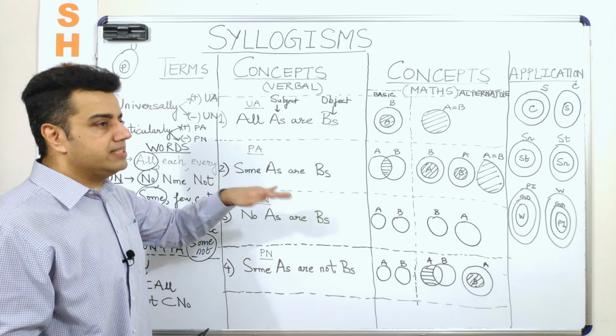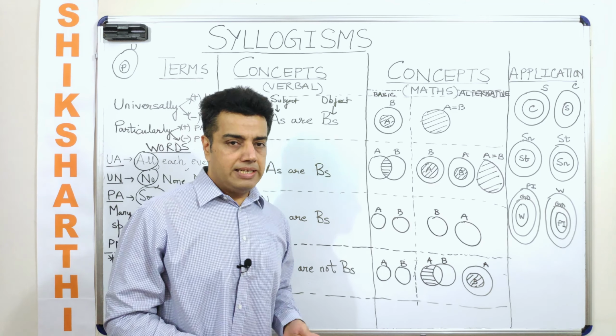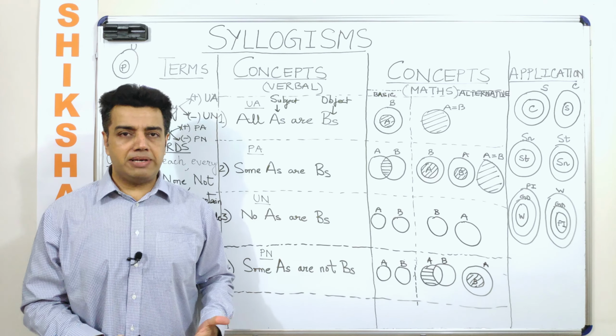So we can always change the subject and the object also. It is just like saying, if I say all A's are B's, does it lead to saying the same as all B's are A's? This we will understand over a period of time as we progress.